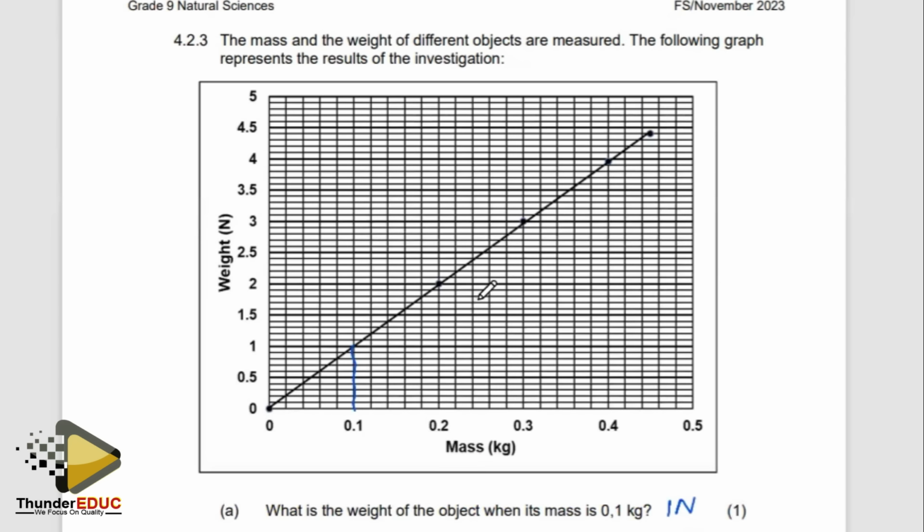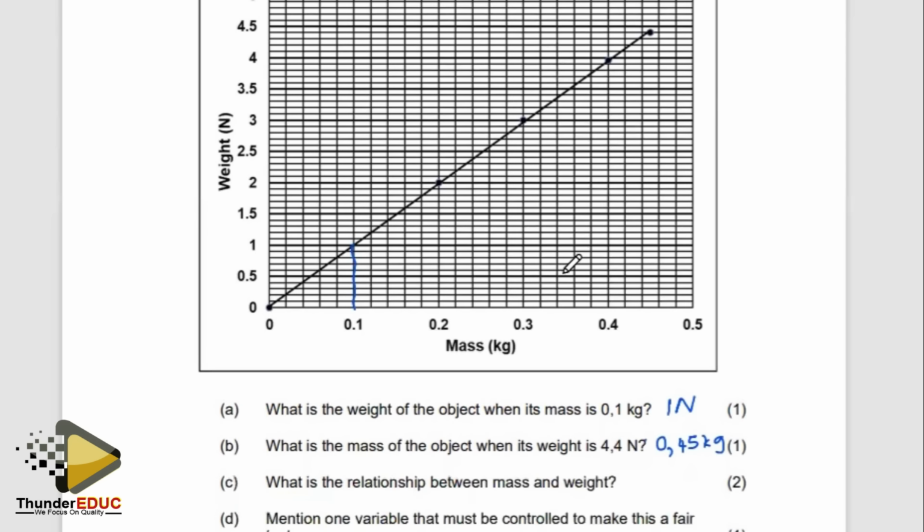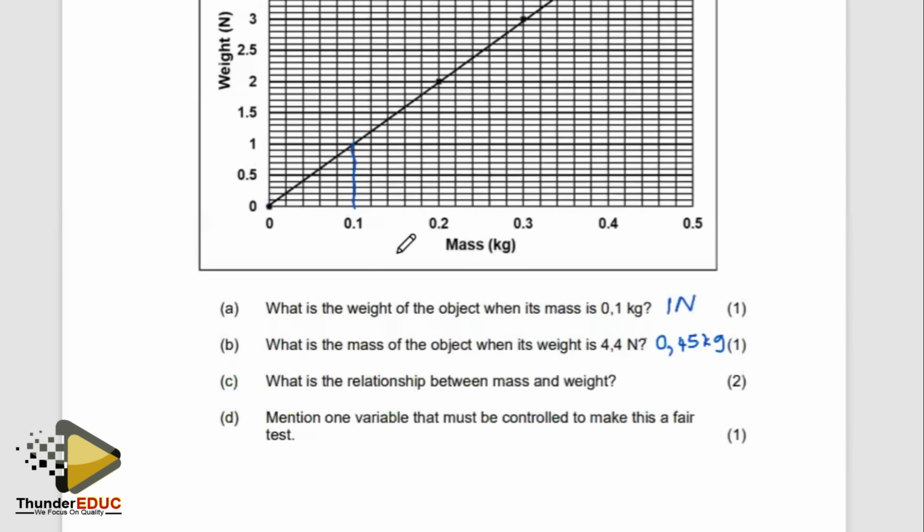Then what is the relationship between mass and weight? If you check your graph very well, you can observe that as you increase the mass, the weight is also increasing. In other words, this is directly proportional.